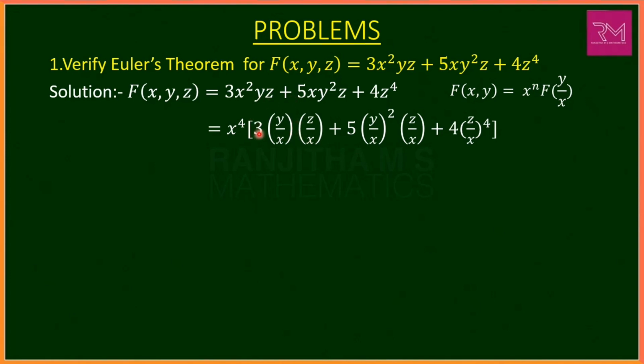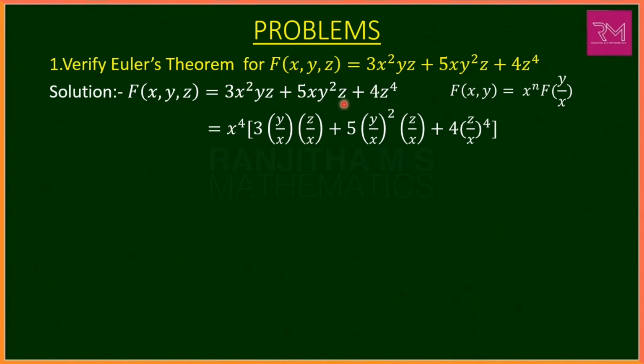So we can write it as x power 4 into 3 into, here we have in the denominator yz divided by x square. So we can split it as y by x into z by x plus 5 into, here also if we multiply and divide by x cube, we get in the numerator x into x cube is x power 4. So we can take it outside the bracket.